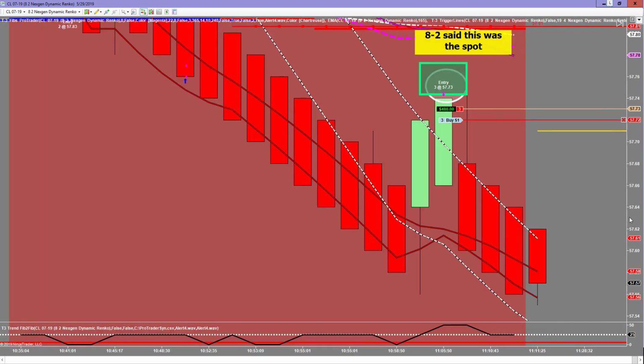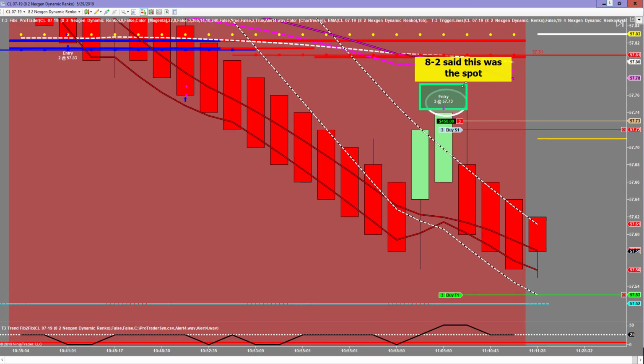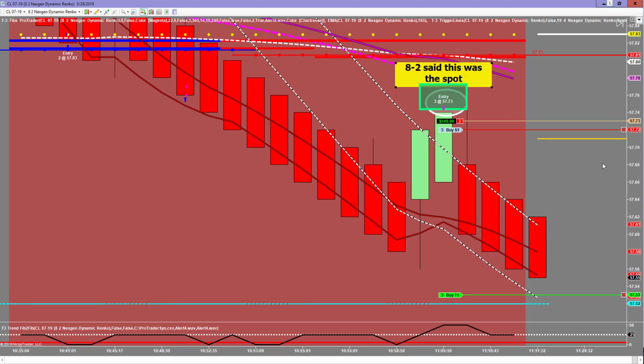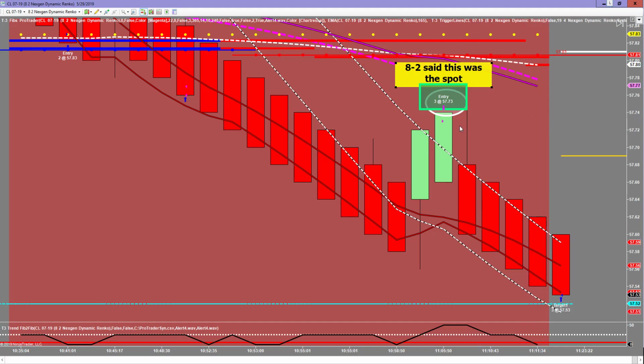Everybody got the point today? Pretty easy. That's a really good finish to the proper trend trade from the proper spot. 20 ticks, pretty easy.